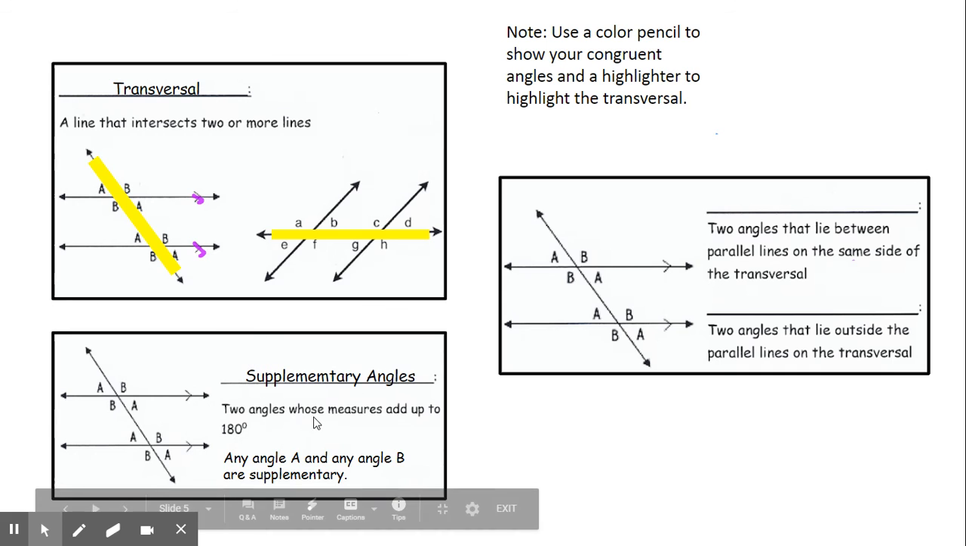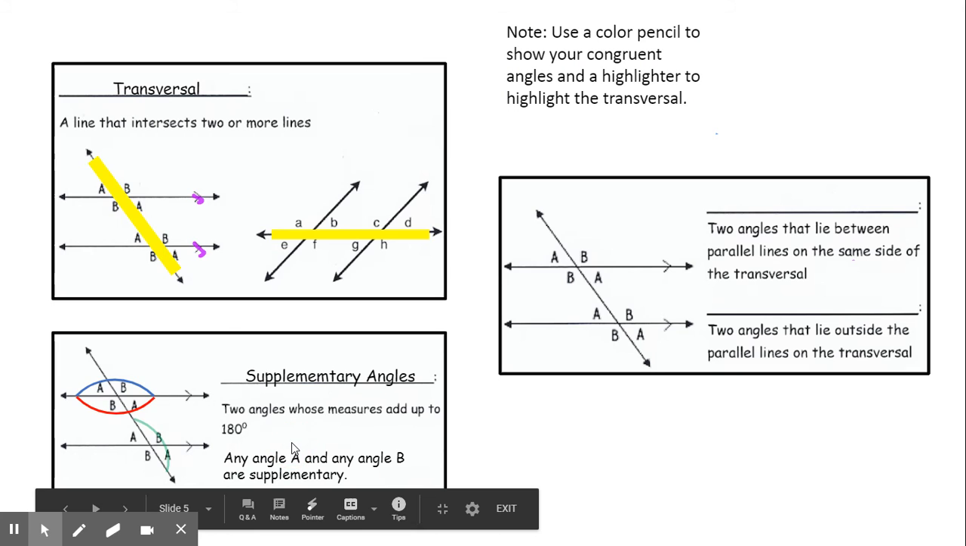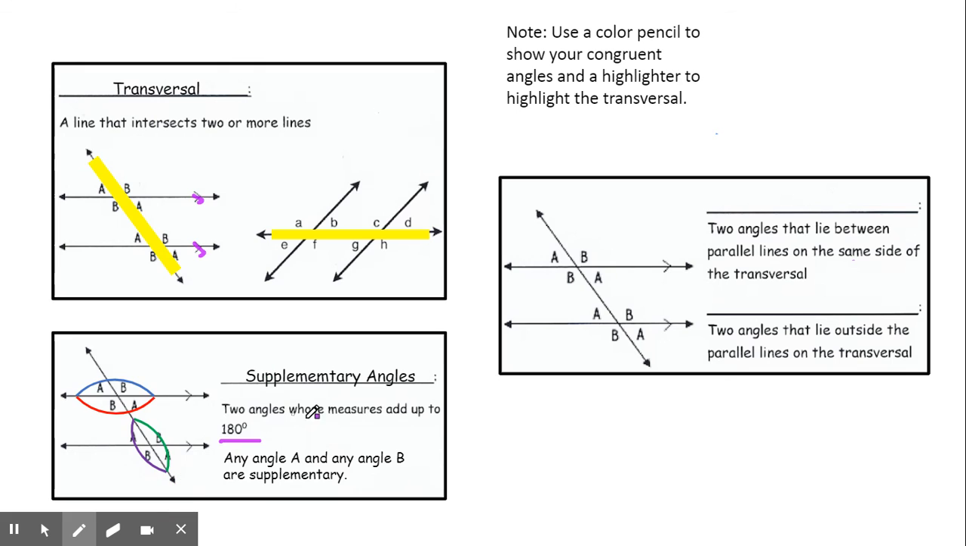My supplementary angles, they add up to 180. So here we have my 180s. I can have 4 different pairs of 180s of supplementary angles. Again, they make 180. Supplementary, remember I told you, make that 180.